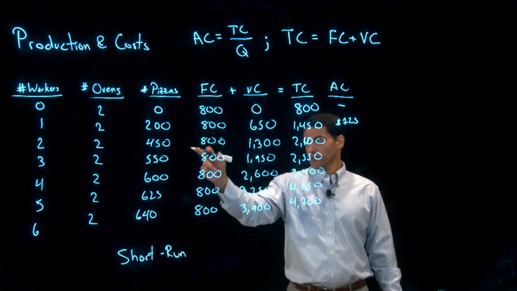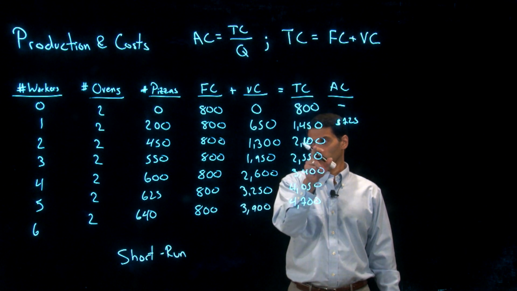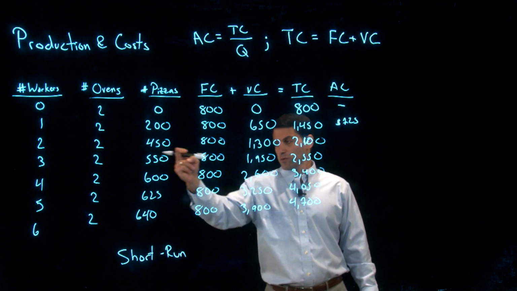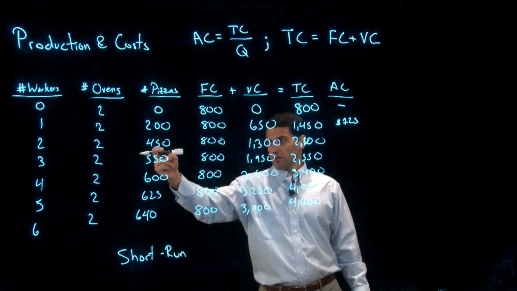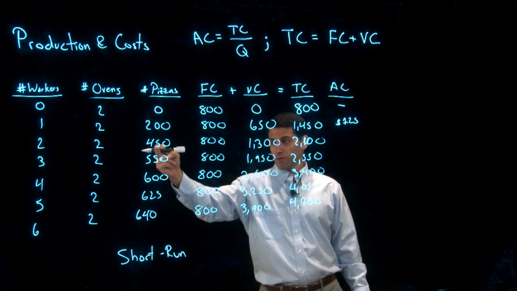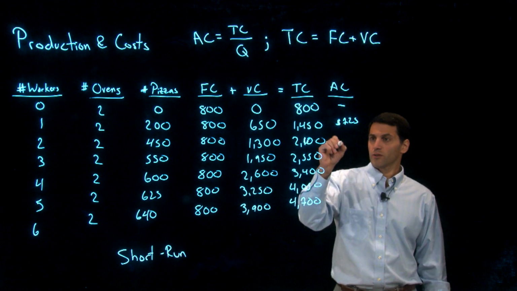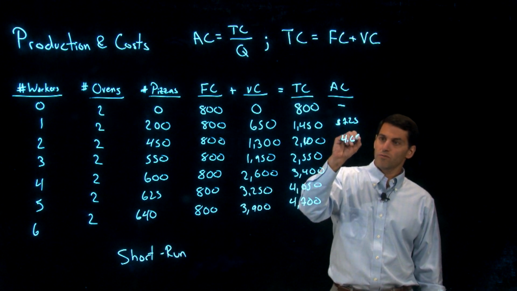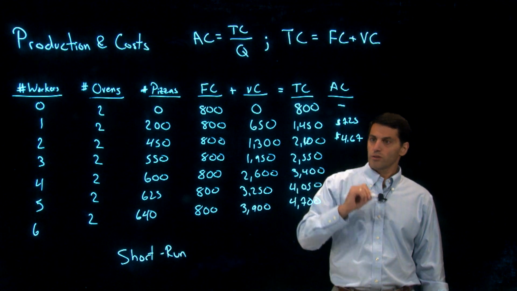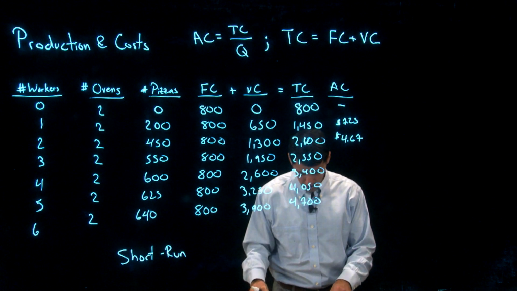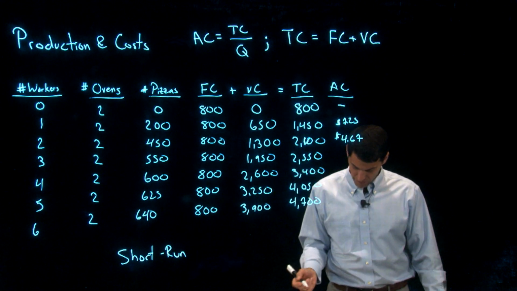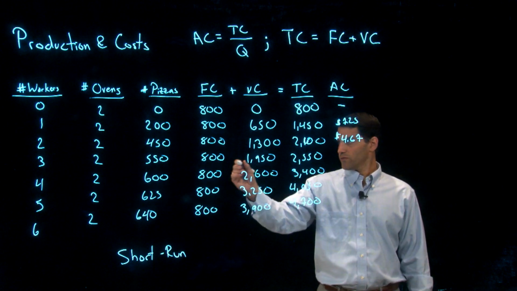Next, add the second worker. My costs go up to 2,100, but my quantity goes up to 450, more than double the number of pizzas. And so that comes out to $4.67. And then so on. If I keep calculating, then I've got $5.